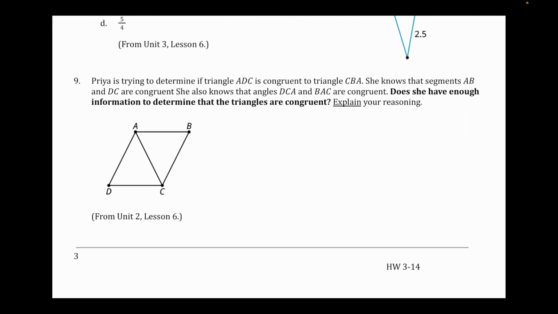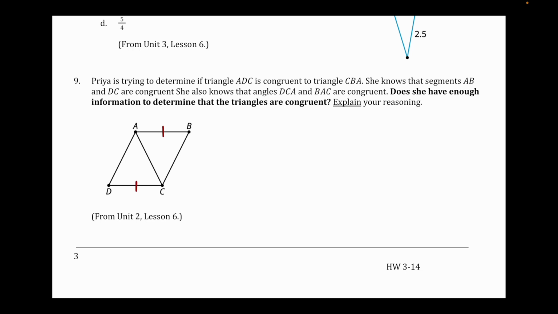That brings us down to question 9. This is the last one for homework 14, and then we'll do 15. Priya is trying to determine if triangle ADC, so that is this one right here, ADC, is congruent to triangle CBA. She knows that segments AB and DC are congruent. Before I read any further, I am going to make those congruence marks. So AB and DC.